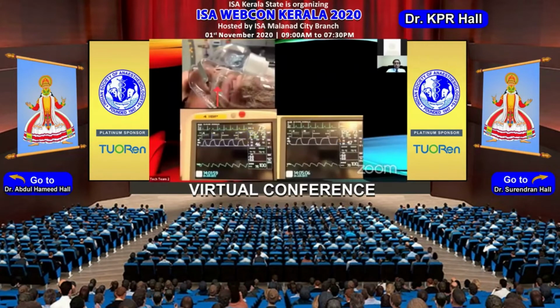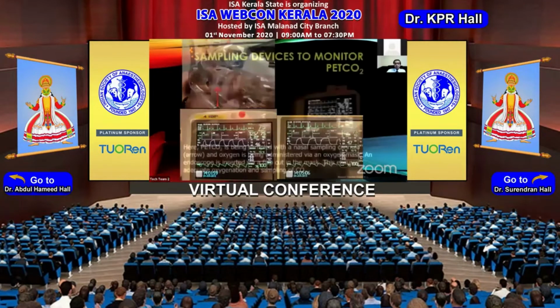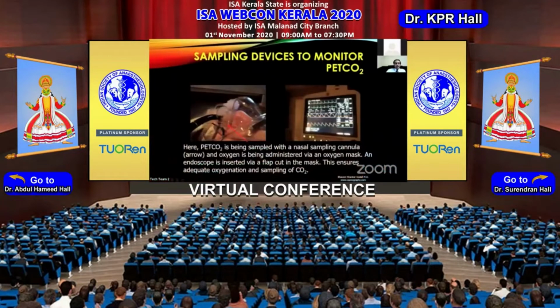Now, when I monitor CO2, what I generally do is I put a nasal cannula, as you can see from this red arrow, to monitor CO2 alone and put an oxygen mask. And you see how normal looking capnograms you get. And I actually make a small hole in the mask so that the endoscope can be introduced through that hole and the procedure can be done. And your capnograms look more or less normal.